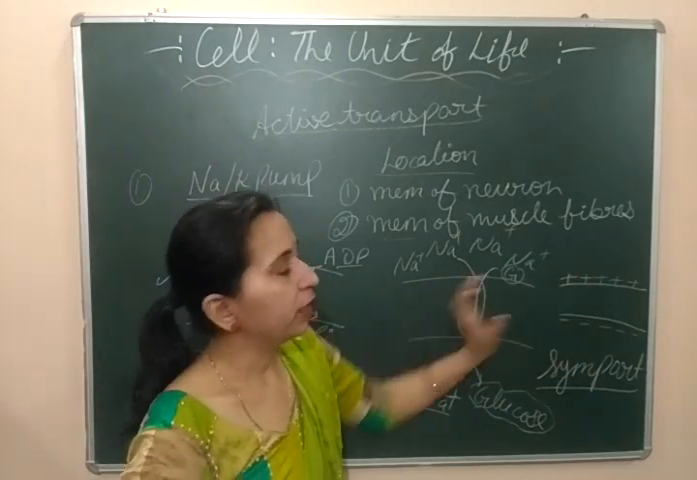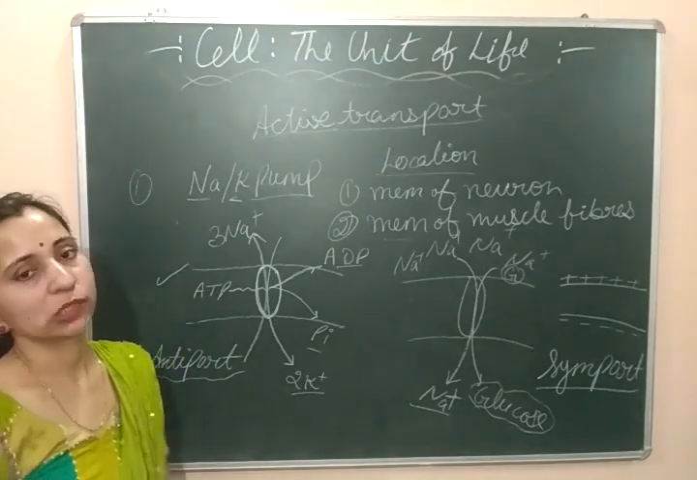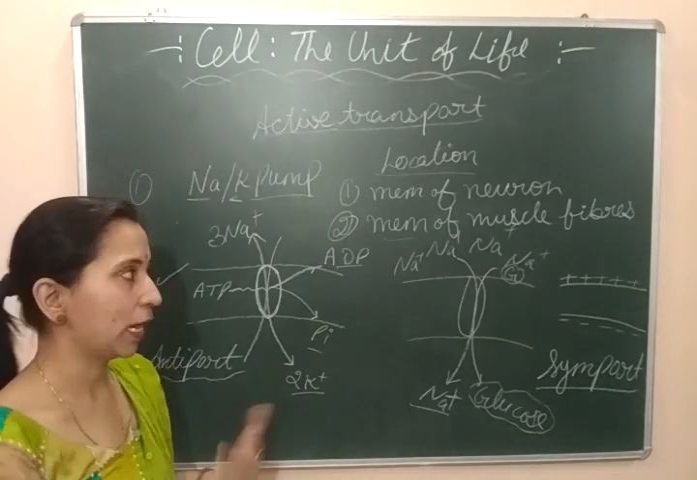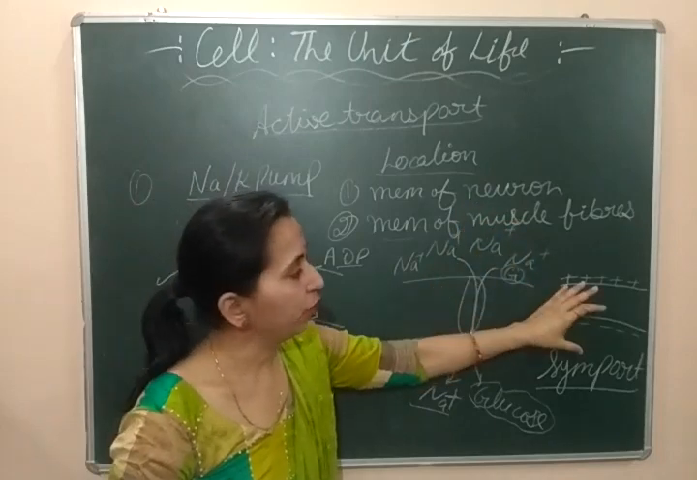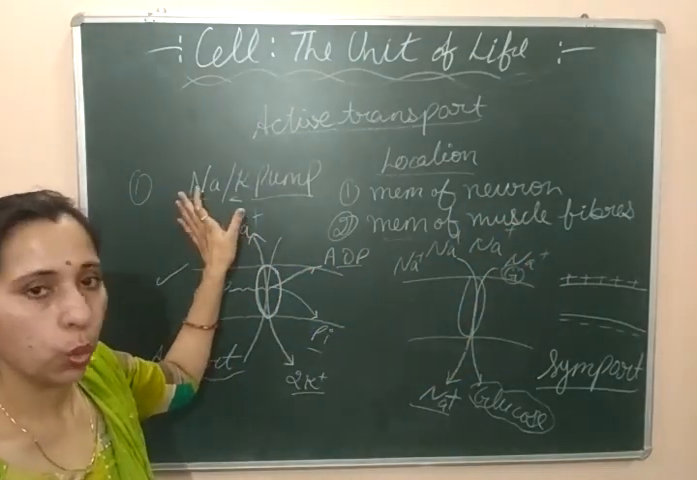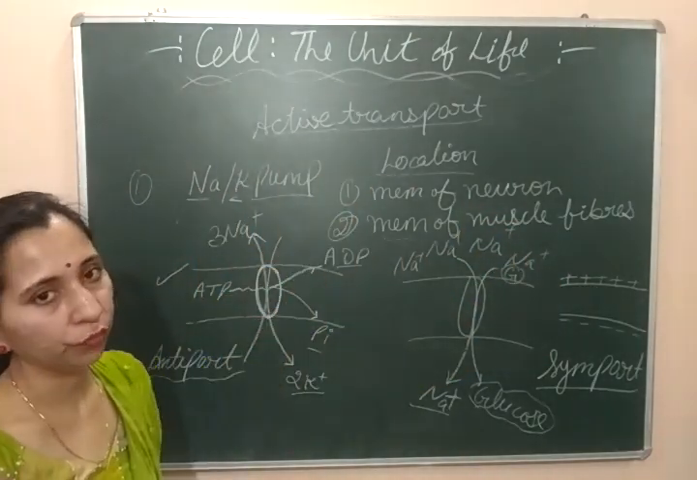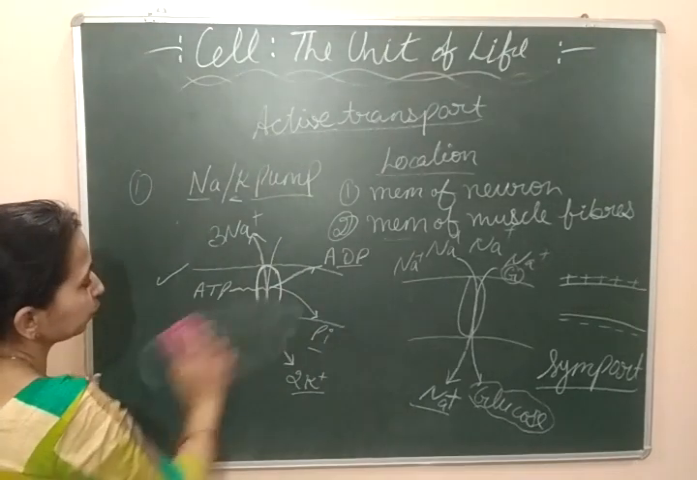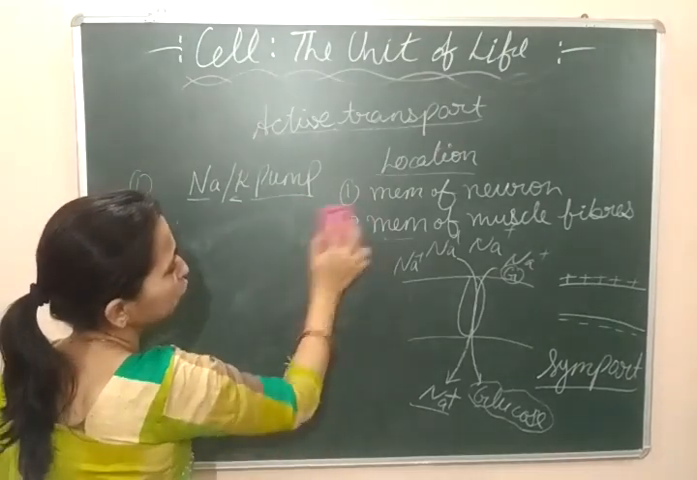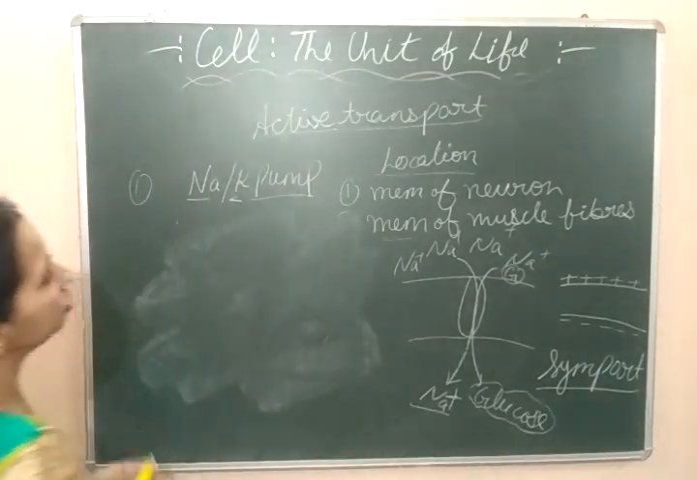And this gradient difference is responsible for transmission of nerve impulses and for the contraction of muscle fiber. So this is the way by which the sodium potassium pump works at different sites. Okay, next, the second type of pump. Like the sodium potassium pump, where sodium and potassium are both present together.